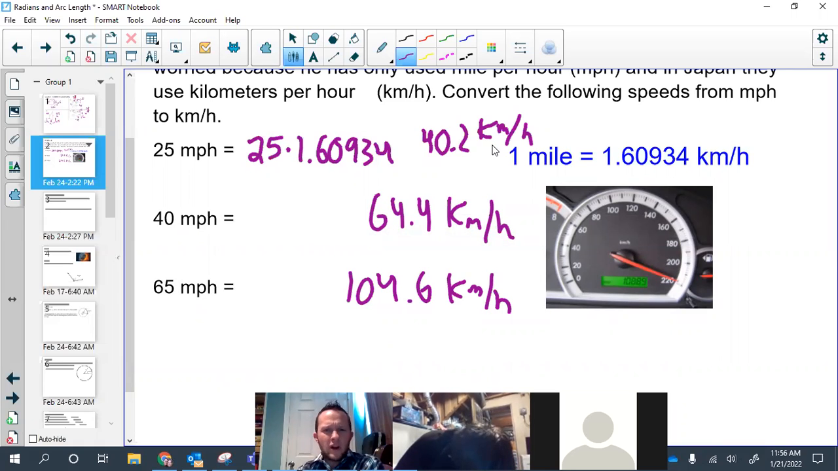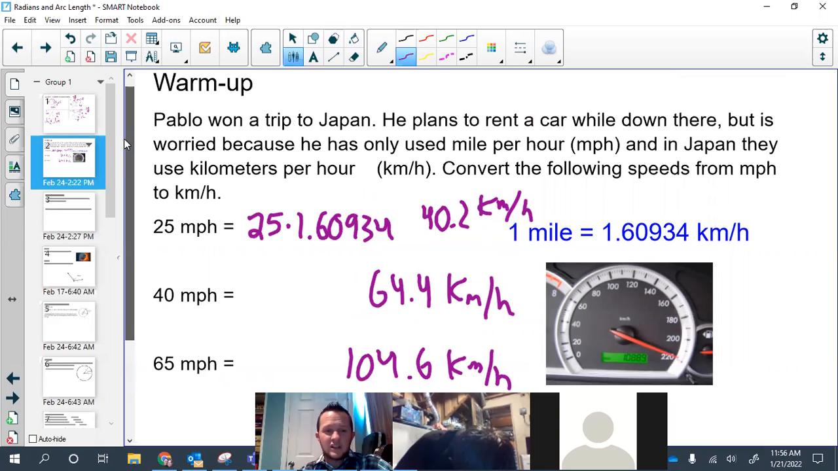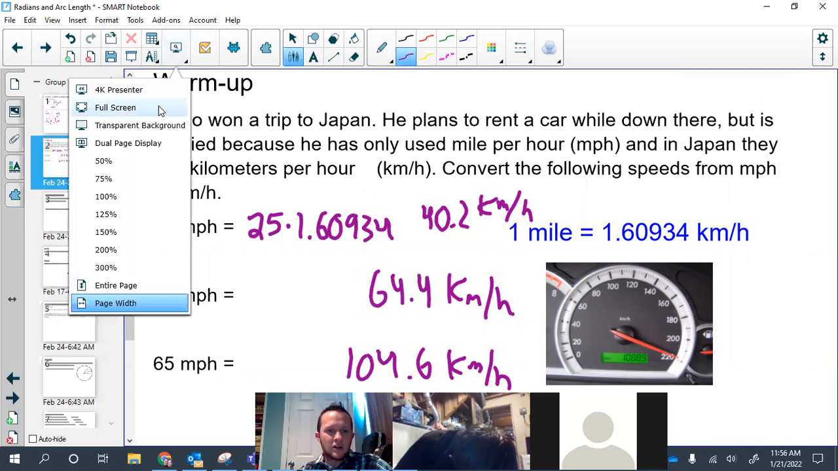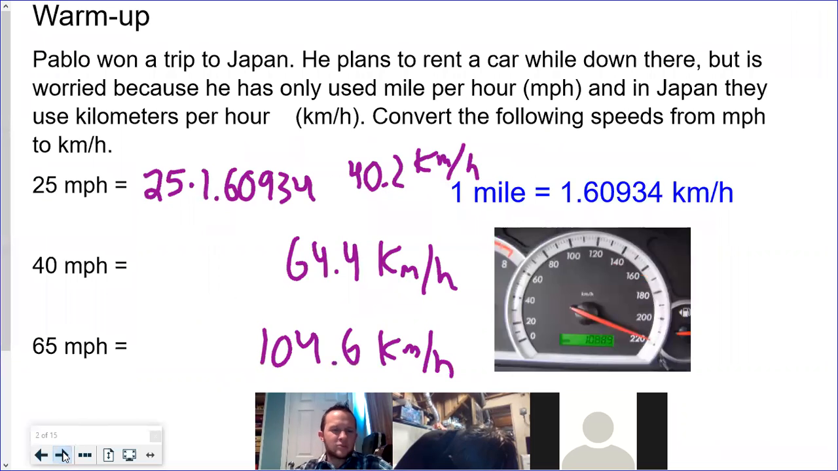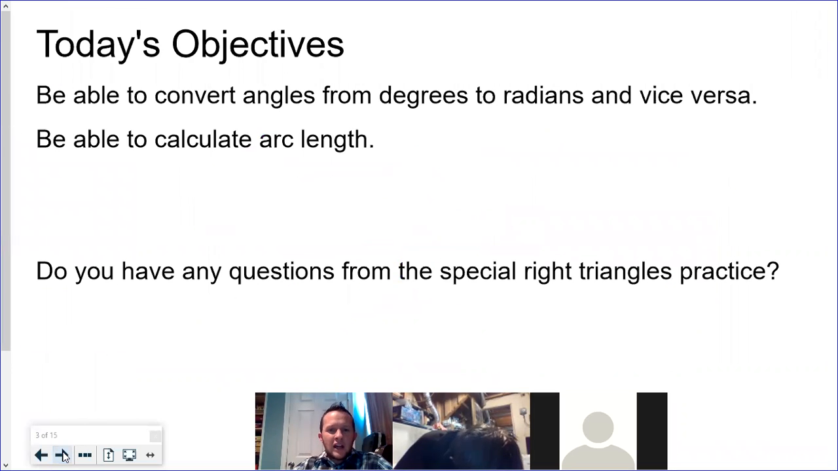All right, now, why are we talking about that? Well, this was just an example of speed and how you can measure it in different ways. What we're going to do today is talk about how you can measure angles in math in different ways as well. So let me jump over to our objectives today. We're going to be able to convert angles from degrees to radians and vice versa. Just like how we times by something to get from miles per hour to kilometers per hour, we're going to have a formula, something that we times by, that converts back and forth. We're also going to talk about arc length.